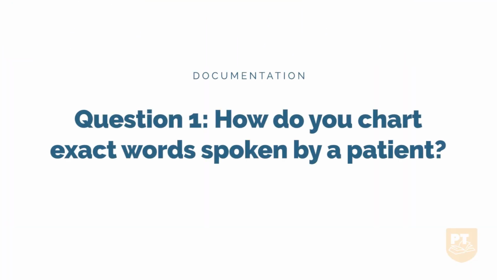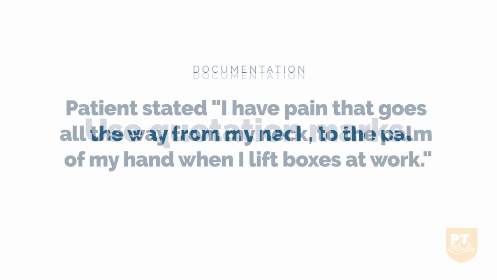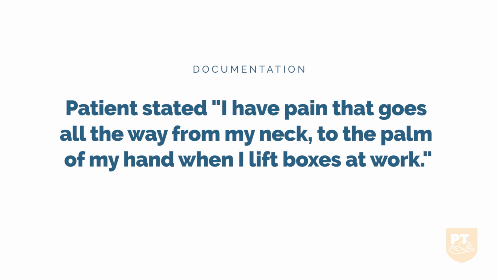Question 1. How do you chart exact words spoken by a patient? When you want to chart exact words from a patient, use quotation marks. For example, if your patient states that they have pain that goes all the way from the neck to their palm when they lift boxes overhead at work, then chart the following. Patient stated, in quotations, "I have pain that goes all the way from my neck to the palm of my hand when I lift boxes at work." End quotation.